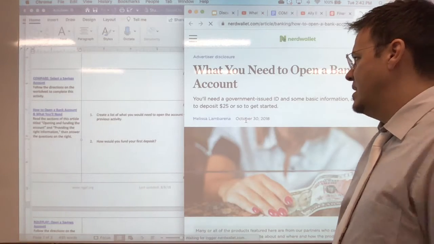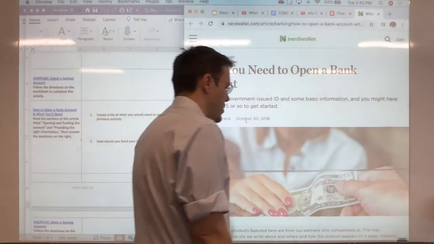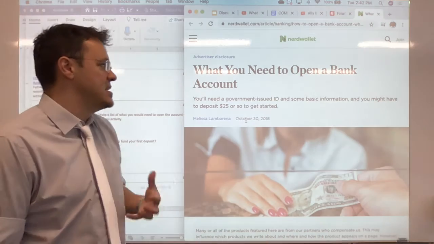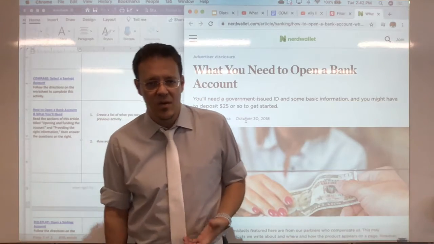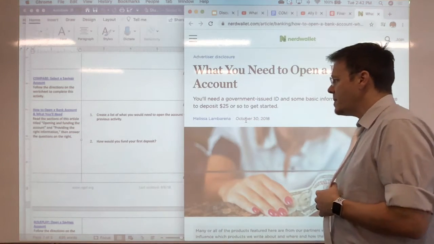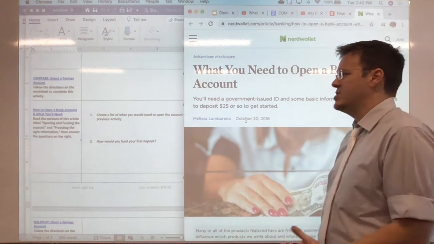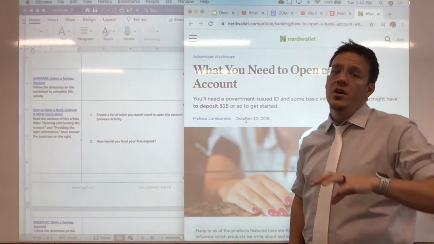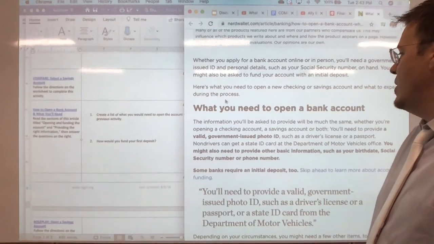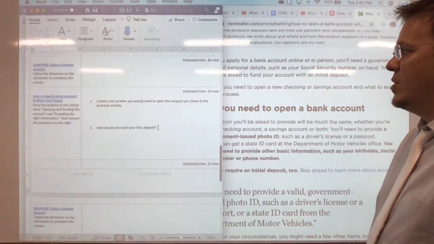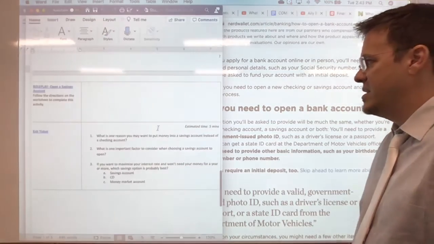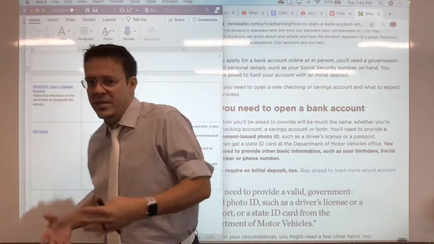Now, ladies and gentlemen, this is very important. I think we covered this in the checking account. We may not have. You are going to need some basic information to get a savings account open. All right, you'll need your federal ID, a government issued one, some basic information like your social security number. We've talked about that. If you don't know that, it's time to learn it. And then a little bit of money. You go in and you should be fine, right? So create a list of what you need. How would you fund your first deposit? We're not doing the role-playing game because that's a simple thing, but understand the philosophies, okay?